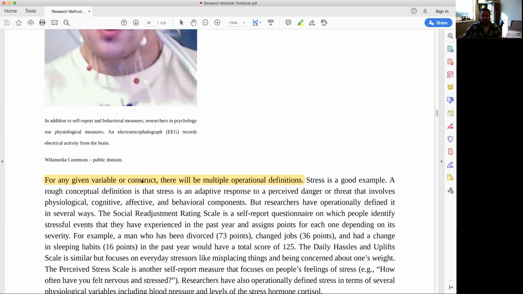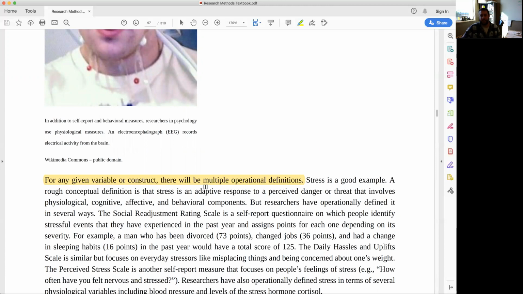For any given variable or construct, there will be multiple operational definitions. I wanted to make sure to highlight that, because anytime you are studying really any phenomenon in psychology, people are going to look at it from slightly different angles. They're going to define things a little differently, use different scales, a variety of tools, and different types of procedures. All of that is important to know about a study that you are reviewing.